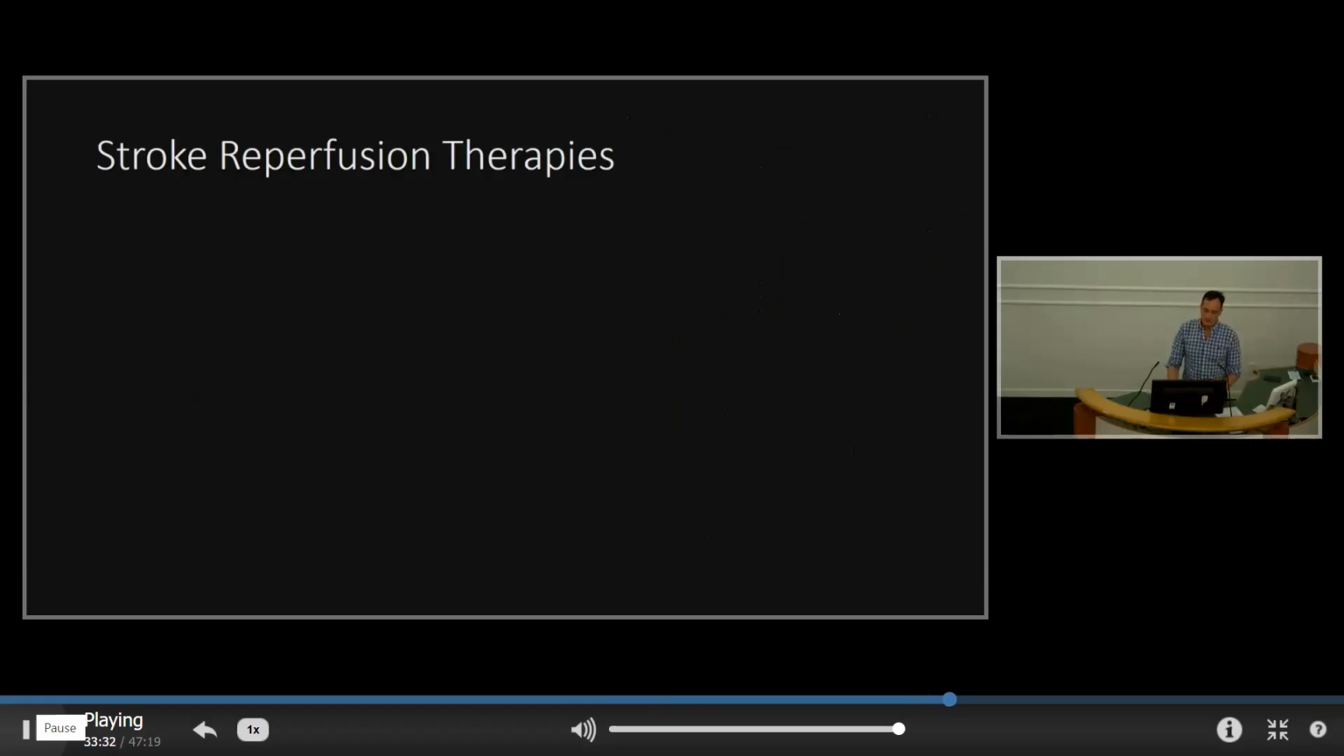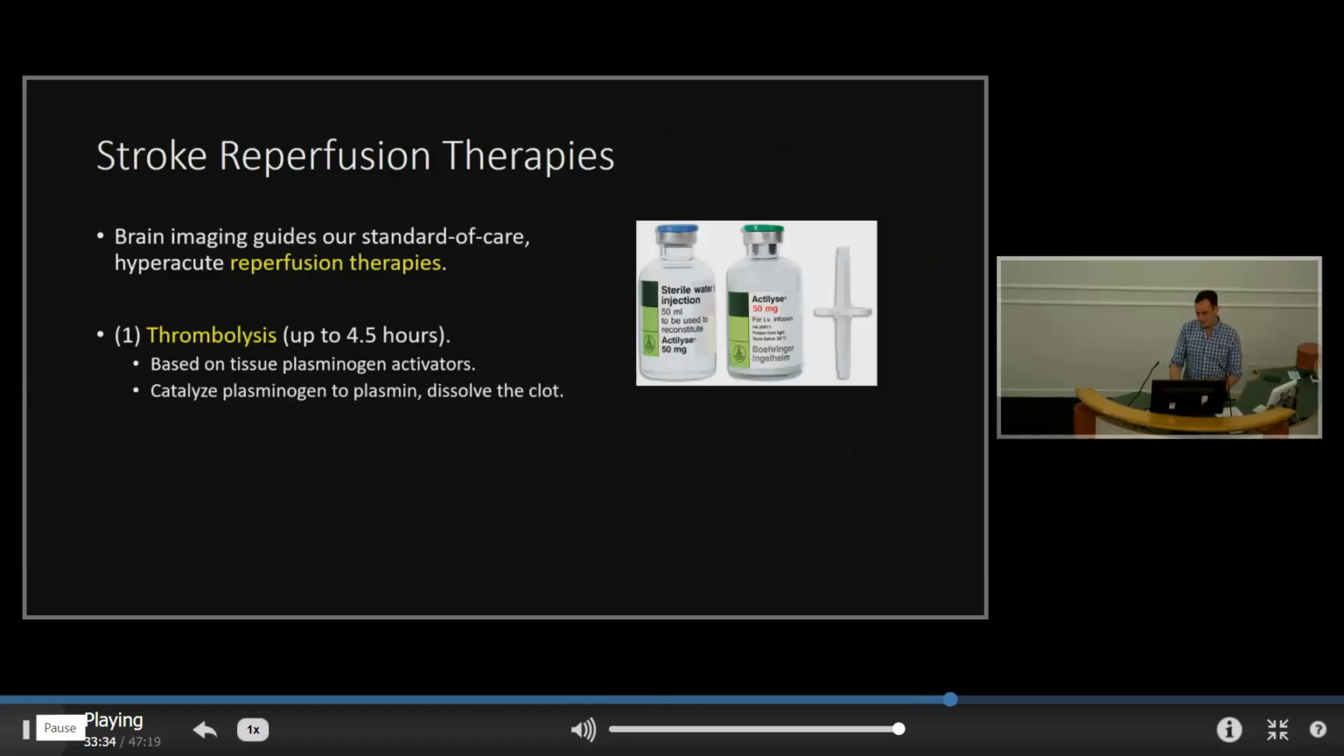Stroke reperfusion therapies. Okay, so there are two of these. Thrombolysis, obviously. We use alteplase. There are other agents one can use. Within New Zealand, some people use tenecteplase, other hospitals, particularly down south, but Auckland and Waikato use alteplase. It's very important to know that because the doses do change, and you must make sure you know if you're dealing with alteplase or tenecteplase.